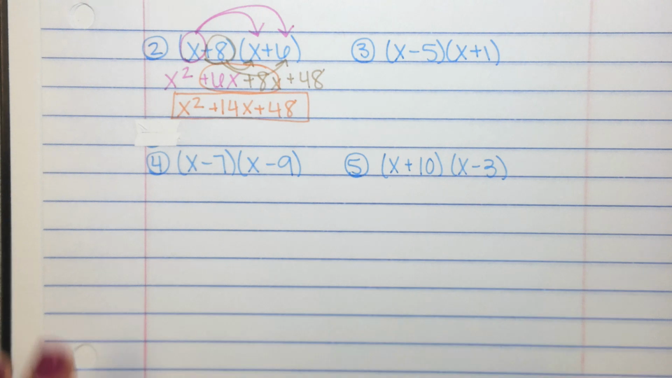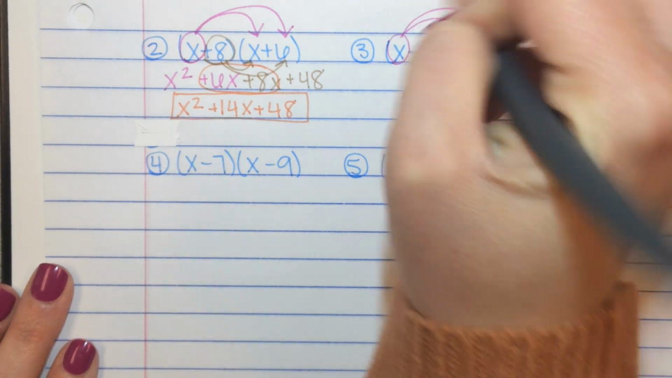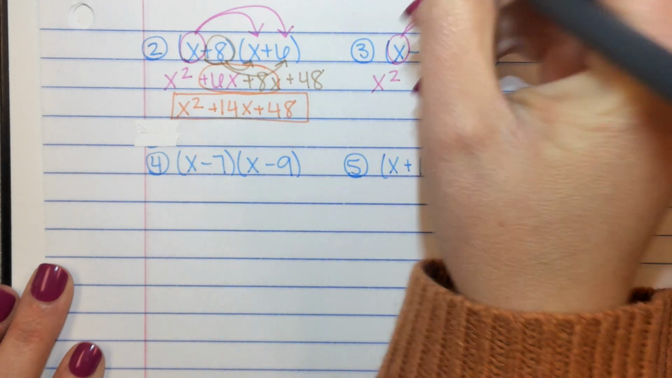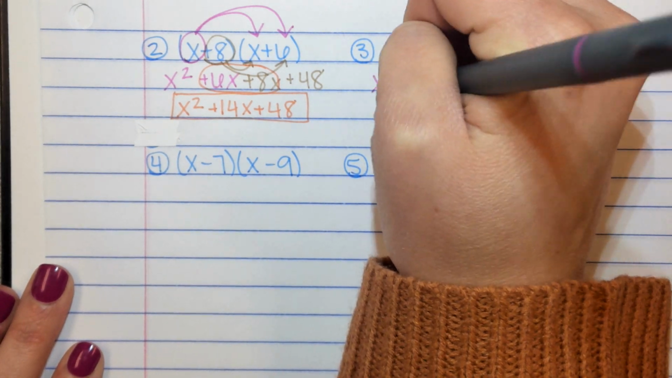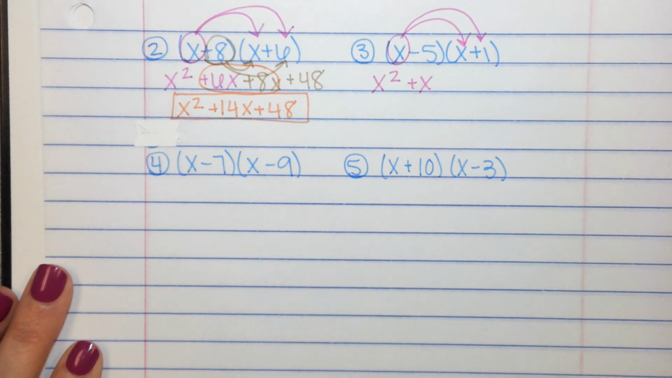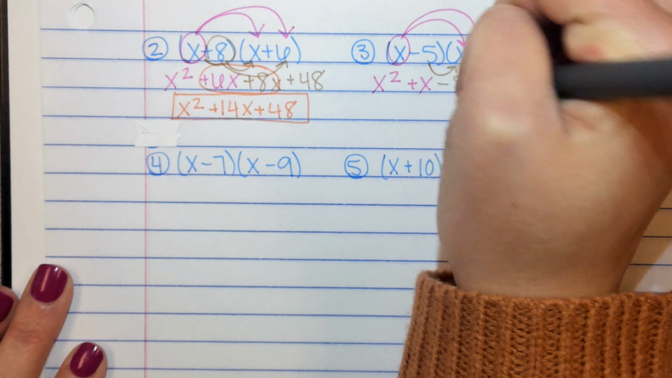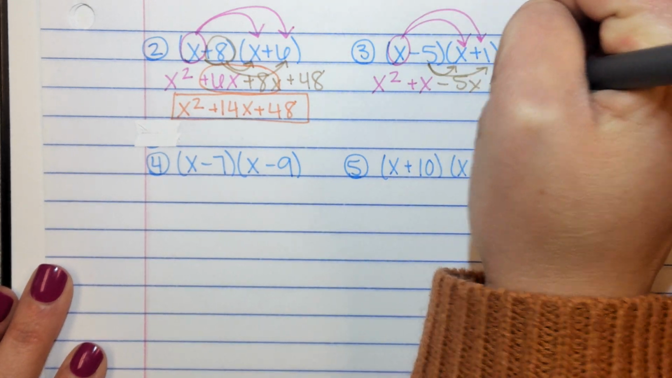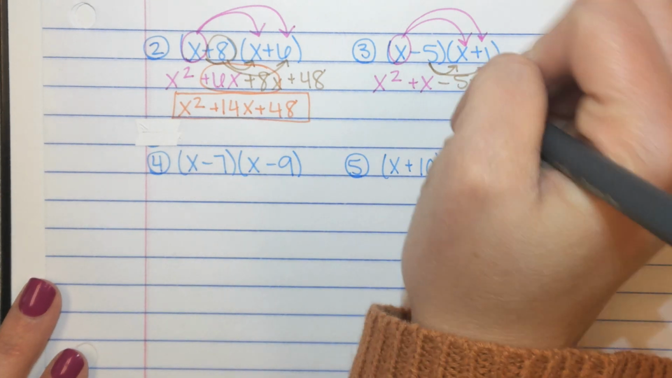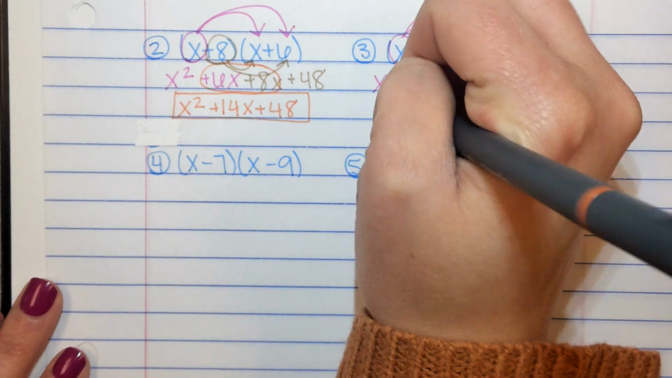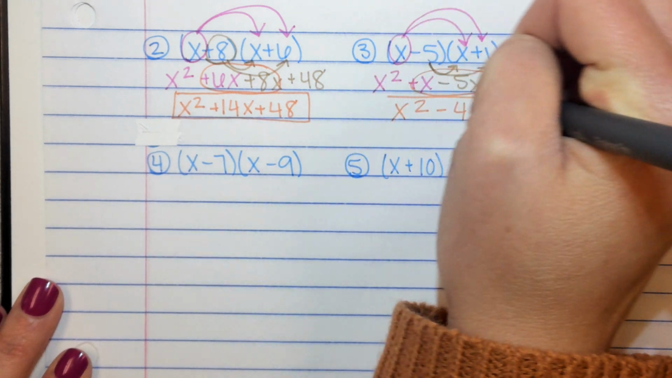All right, number 3, distribute the x to the second quantity. x times x is x squared, x times 1 is x, and then negative 5 times x is negative 5x, and negative 5 times 1 is negative 5. And combine your like terms in the middle. So we have x squared minus 4x minus 5.